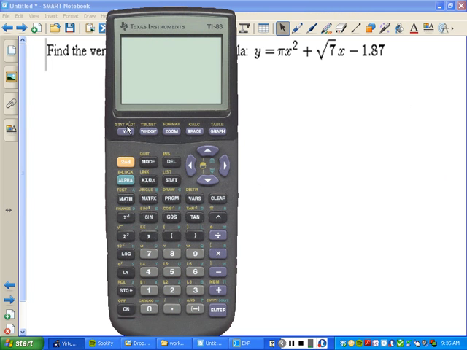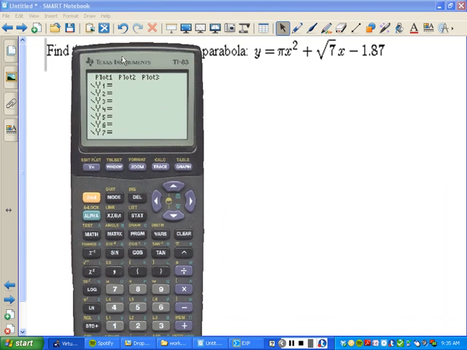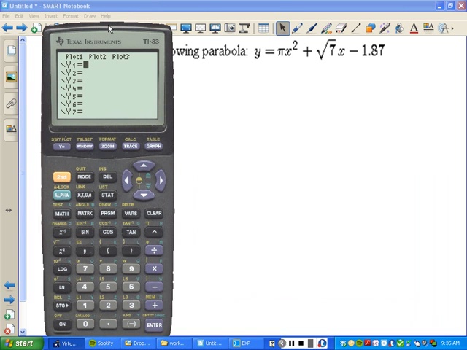Now, hopefully, you didn't leave it up there? I'm sorry, I cleared everything out. We're going to type this in. Y equals pi x squared plus square root of 7, make sure you close the parentheses, x minus 1.87. Hit graph.